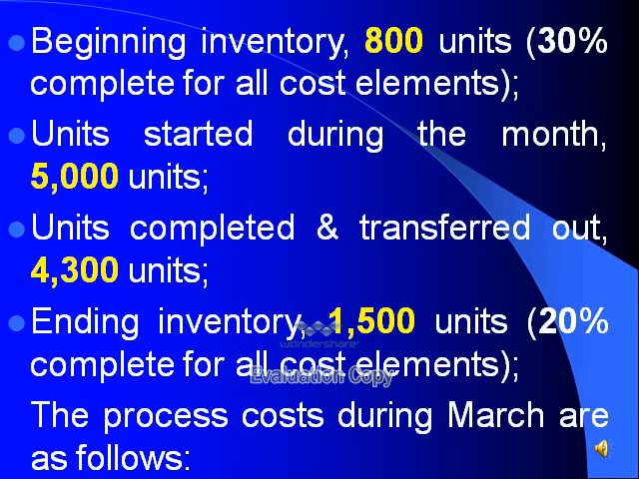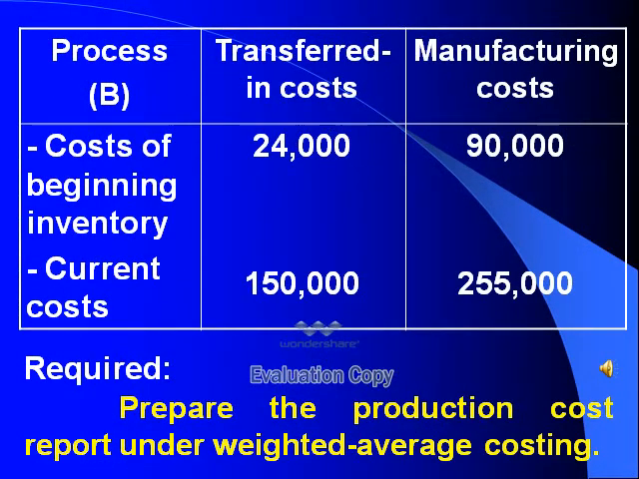The process costs during March are as follows. Costs in process B that we will be accounting for are costs of beginning inventory: 24,000 transferred in costs and 90,000 manufacturing costs. Current costs: 150,000 transferred in costs and 255,000 manufacturing costs. Required: prepare the production cost report under weighted average costing.